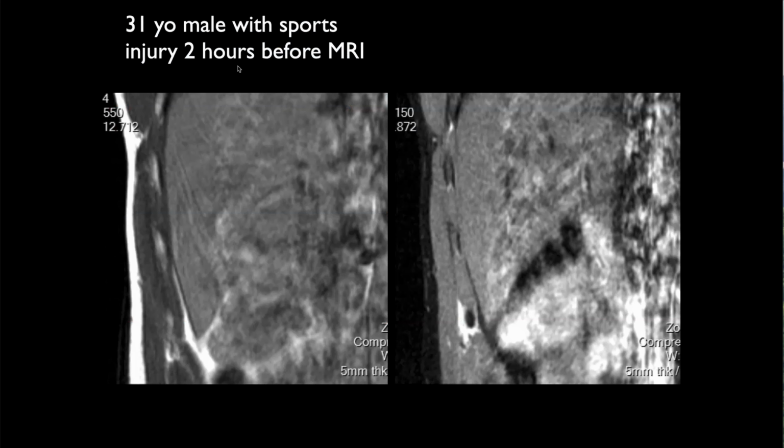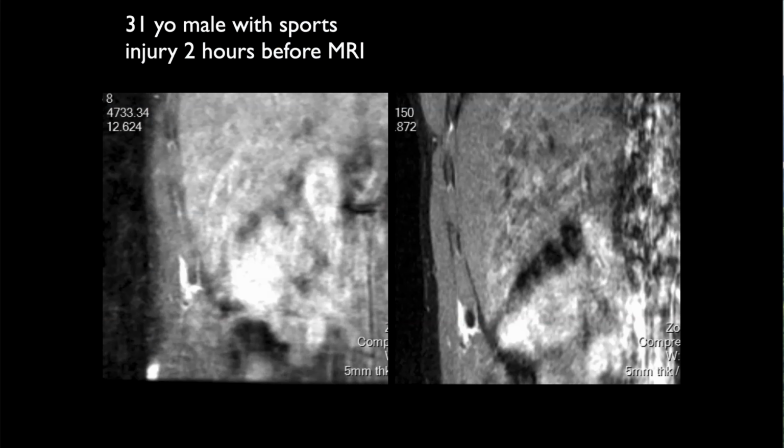All right, Dan, what do you think of this? 31-year-old male with sports injury 2 hours before an MRI. Can I see more images, please? I'm not sure I see much.